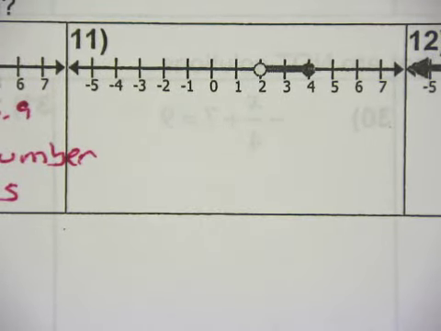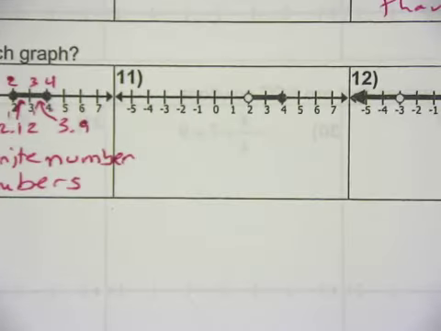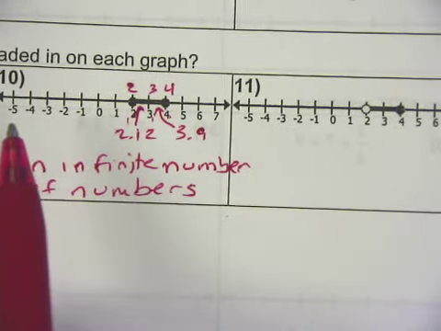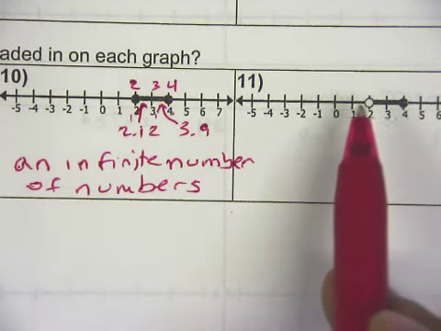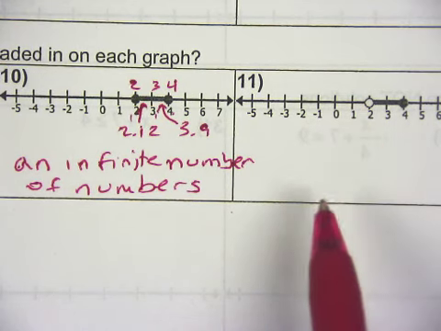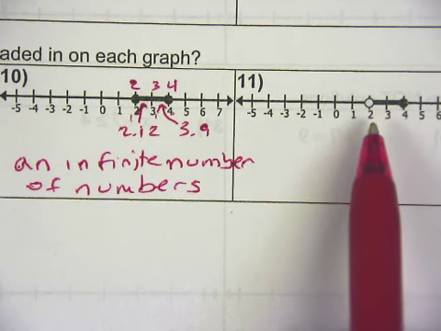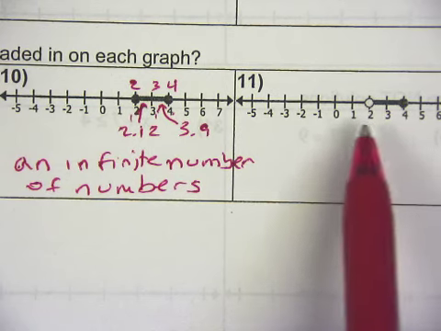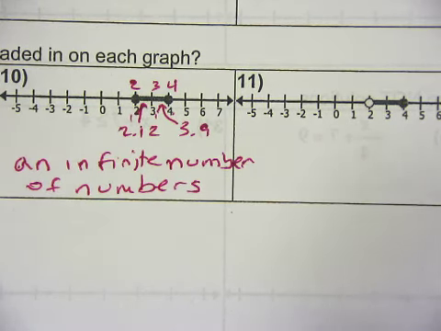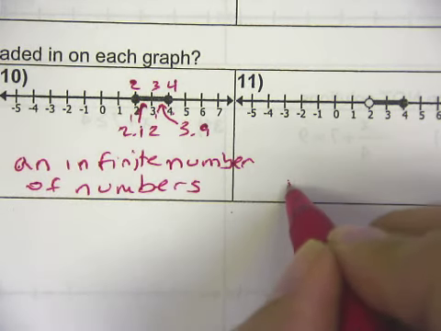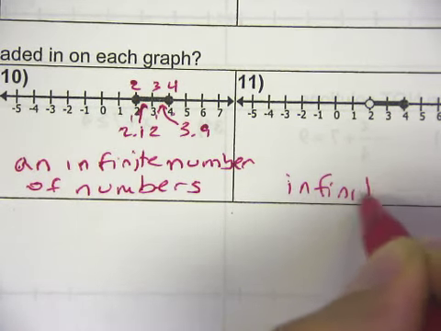So then how many numbers are shaded on number 11? Well, it's almost like 10, right? Except for there's one number that's not shaded in here, right? Just the 2. So does that mean that there are less values shaded on number 11? Well, it does. But how many values are shaded on number 11? Well, it turns out still an infinite number.